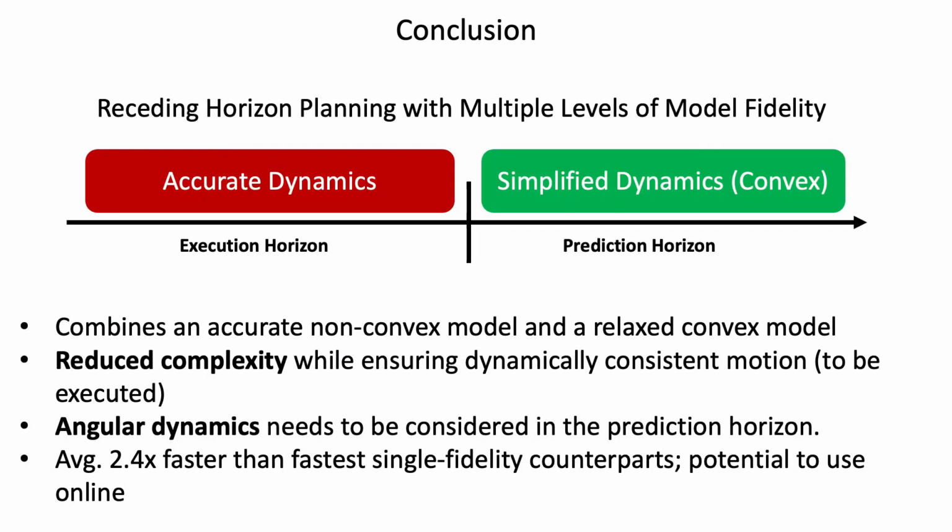To conclude, in this work, we propose receding horizon planning with multiple levels of model fidelity, which combines an accurate non-convex model and a relaxed convex model. The proposed formulation features reduced problem complexity while ensuring the motion for execution is dynamically consistent. Further, our investigation suggests that considering angular dynamics in the prediction horizon is important. Lastly, our multi-fidelity RHP achieves averagely 2.4 times faster computation speed than the fastest single-fidelity counterparts, and has the potential to be used online, owing to its fast computation.